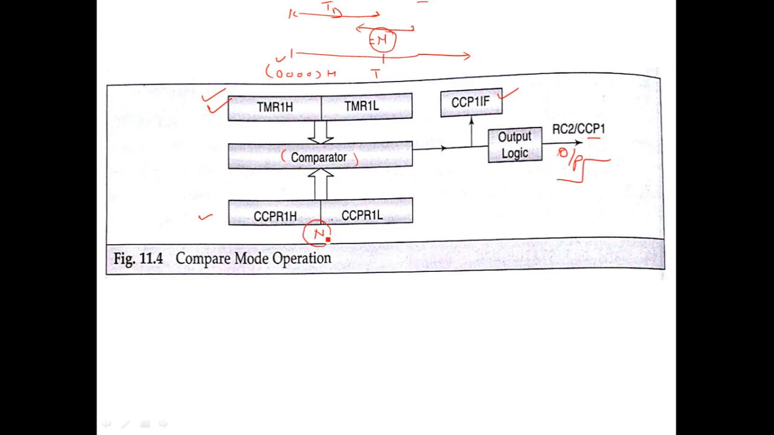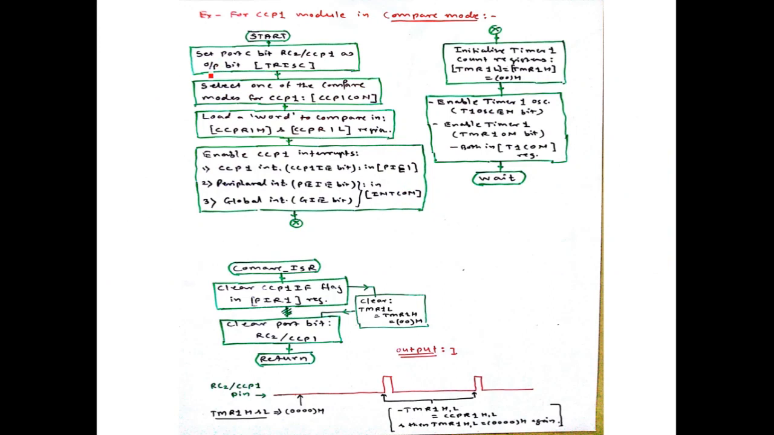Then you have to load some initial count n in the CCP registers. You have to enable the interrupts. Okay, and then the process will begin. So this shows the programming steps. Number 1, your port C pin should be configured as output pin. Then you select the mode of operation of the CCP module by loading proper bit pattern in CCP1 control register. You have to operate this in compare mode.